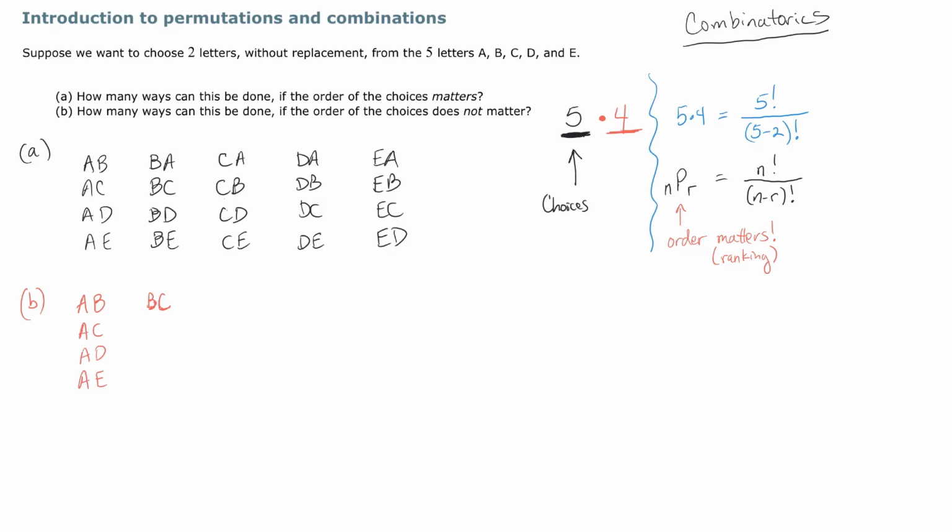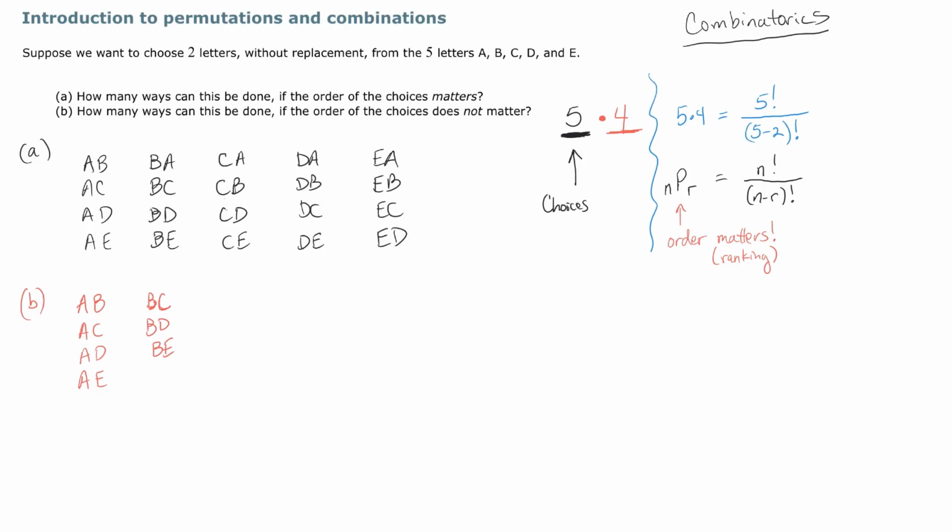Continuing on, can we count BD? Yes, we can. And we'll count BE as well, because that is actually a new possibility. So compare this kind of counting with part A. Are we going to have more possibilities or less possibilities with combinations? In part A, you're doing permutations. In part B, you're doing combinations. And which one has more possibilities? I'll let you think about it before the answer is finally revealed.